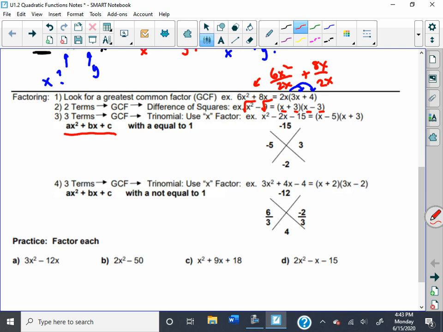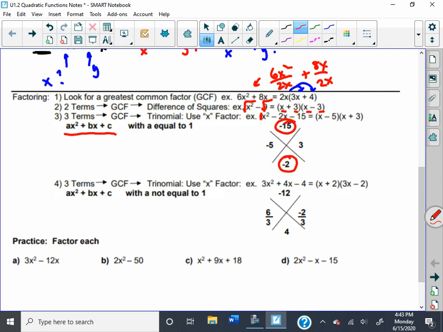So what we always do is you multiply the a term times the c term. That gives us the top number. Right? So in this first example, x squared minus 2x minus 15, there's a 1 really in front of that x squared. So 1 times negative 15 is negative 15. So that's why we have a negative 15 on top. And we do this X. The middle term is negative 2, and that goes on the bottom.